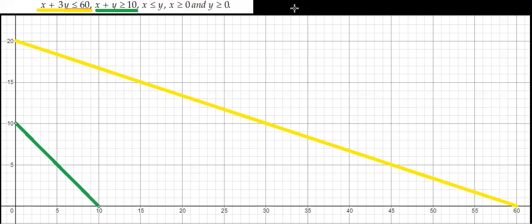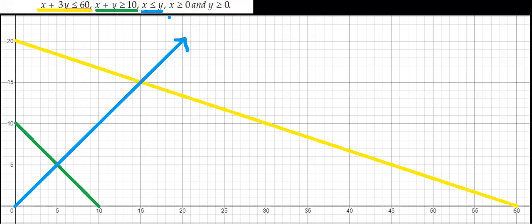Finally, let me do the last inequality in a new color. Let me do it in blue. x is less than or equal to y. First of all, I can consider the equation x equals y, for which the graph goes through 0 0, and in fact it goes through any point whose x and y coordinates are the same, because x equals y. So any point, I can have 5 comma 5, 10 comma 10, 15 comma 15, 20 comma 20, and so on. So this is a line, in fact an infinite line, so let me put an infinite line over there.